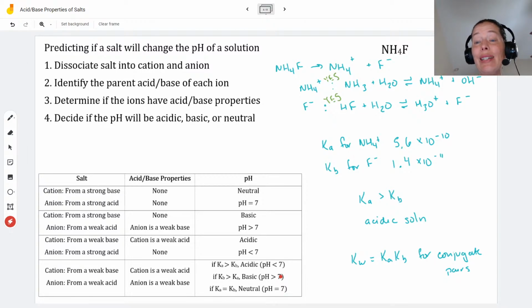Okay, this one was a little bit of a difficult problem. I get that because we're dealing with a lot of Kas and Kbs, but hopefully that becomes a little more clear to you. So now that we've just been able to look at salts and determine if they have acid-base properties and then if the solution is either acidic or basic, it's time to jump into solutions with a given concentration and to determine what the pH is.